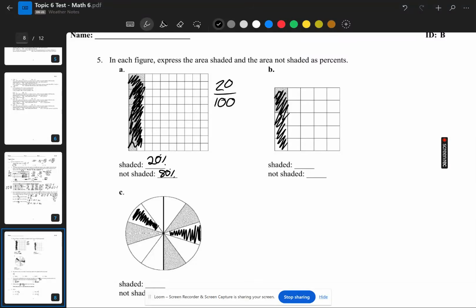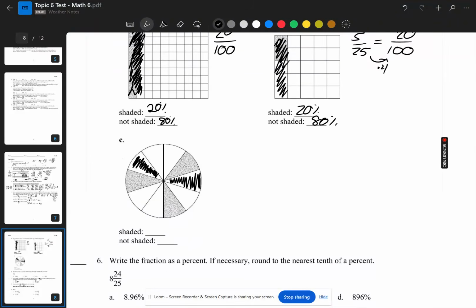For B, it's smaller. I need to count. It's 5 rows of 5. So that is 25. And there's 5 shaded. To go from 25 to 100, this is times 4, which means this is times 4. It's 20 out of 100. So that is also 20%. My not shaded is 80%. Won't be like that on test, it's different numbers.